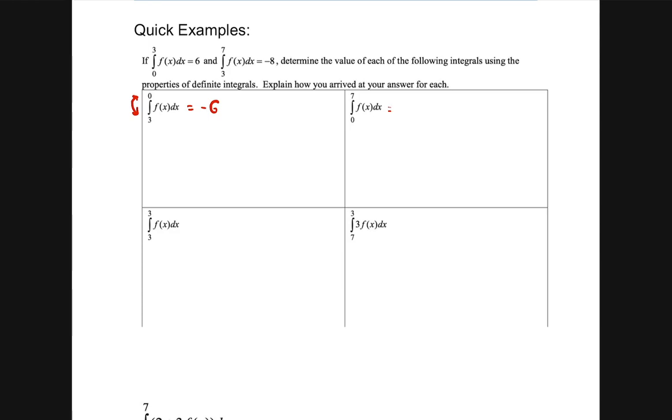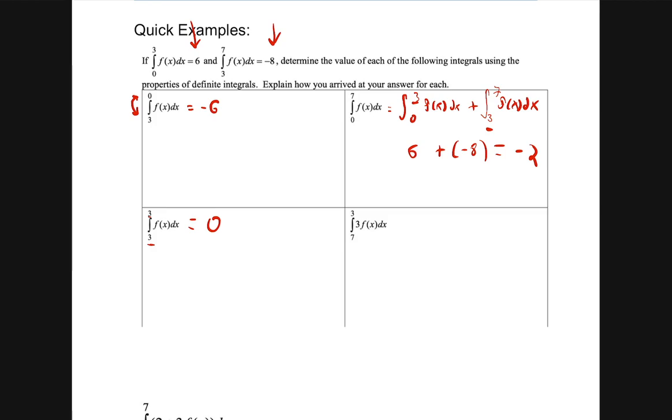All right, next one, 0 to 7. Well, from 0 to 7 is the same thing as from 0 to 3 plus from 3 to 7, right? Those are the same thing by the second property that we did. The 3's match up, the start of one matches the finish of the other, so we can just add these up, 6 plus -8. Again, just sourcing those from what we were given. This would be -2. This one, super straightforward. There's no distance here. We haven't gone anywhere. That definite integral is 0.